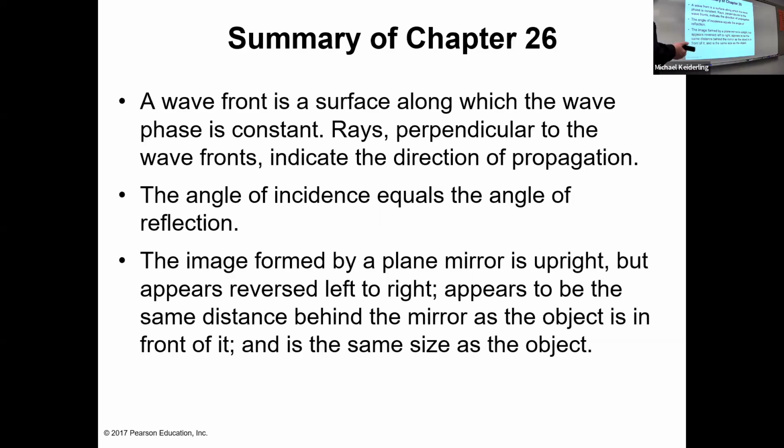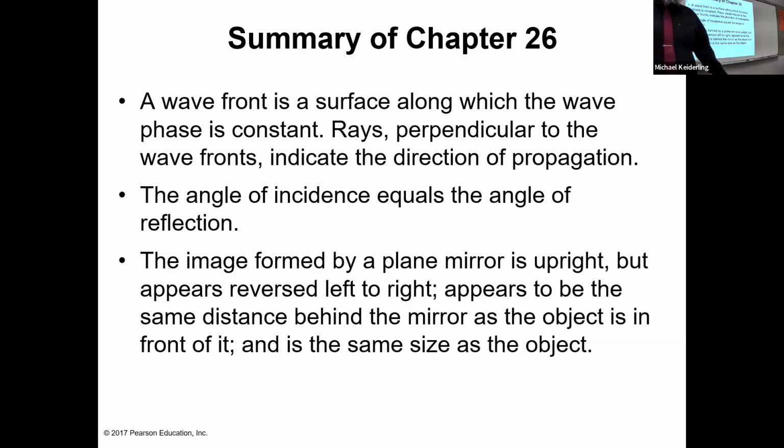When something reflects, the angle of incidence equals the angle of reflection. Thus, the image formed by a plane mirror is upright, but appears reversed left to right, and appears the same distance behind the mirror as the object is in front of it, and is the same size as the object.